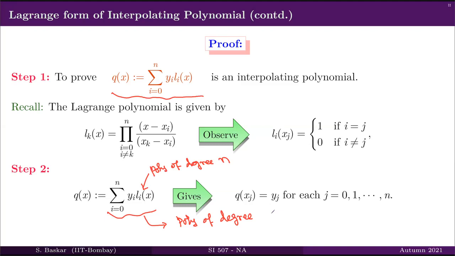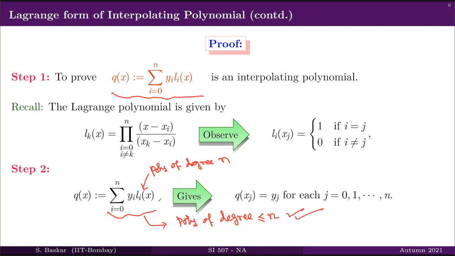Maybe depending on the values of yi, your xn term might become 0. Therefore, at most you can say that the degree of this entire polynomial is less than or equal to n. It cannot exceed, because each one is a polynomial of degree n. Thus, our first condition for interpolating polynomial is satisfied.